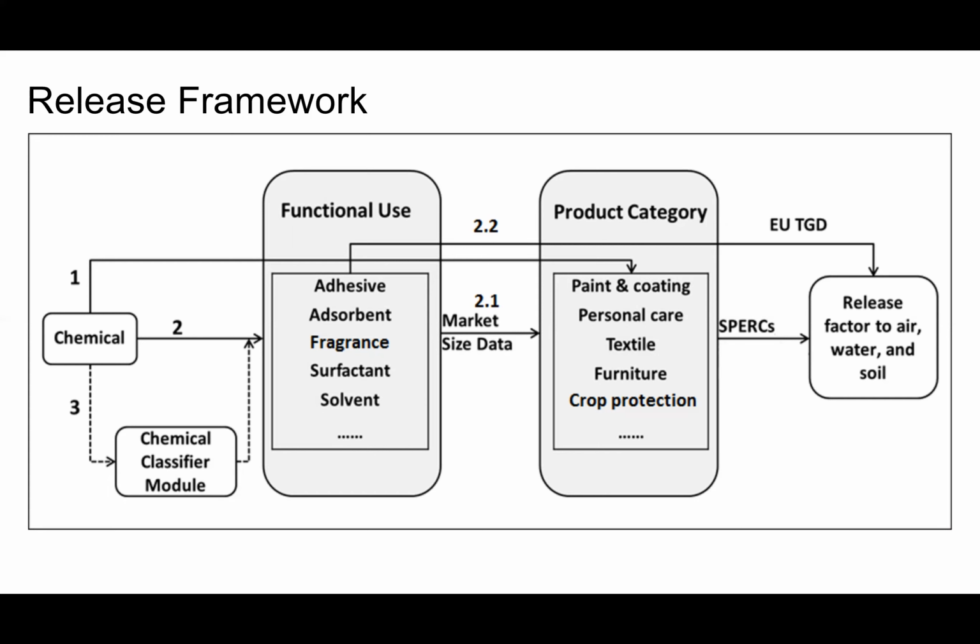This is for the case where we have no information at all for the chemical. And even if we don't know about the functional use, we have developed a chemical classifier module to predict the functional use of the chemicals. But under more optimistic scenarios, we would know the product category, and then we can go directly from the product category to the release factors. And sometimes when market size data are unavailable, we will be using another data set, the EUTGD, to estimate the release from the functional use. So there are different combinations here to accommodate different levels of information our user may have for this chemical.